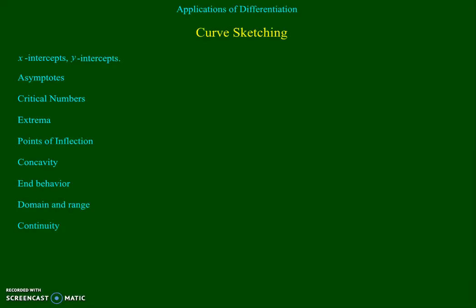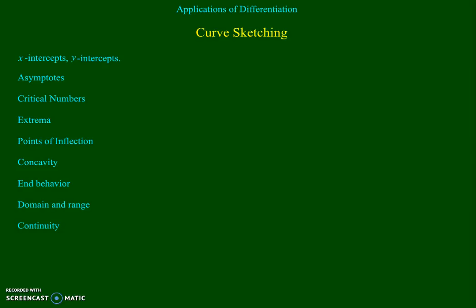This is part 12 of the series Applications of Differentiation. In this section, we're going to look at curve sketching. One of the primary applications of differentiation is the determination of the behavior of a function. And there's very few things more powerful than the determination of function behavior than studying the graph of the function.